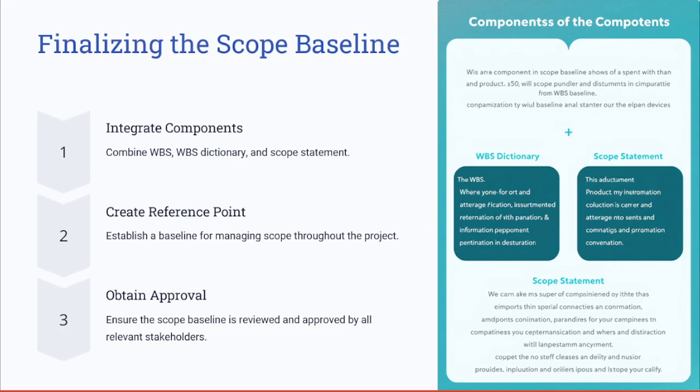It acts as a reference for scope management and it requires stakeholder approvals. So finalizing the scope baseline involves integrating the WBS, the WBS dictionary, and the scope statement together. These components serve as a reference point for managing the scope throughout the project. Before proceeding, ensure that the scope baseline is reviewed and approved by all of the relevant stakeholders.